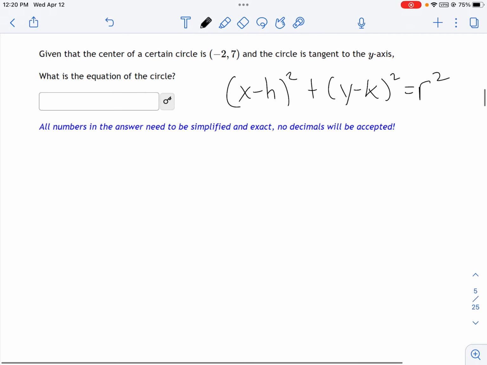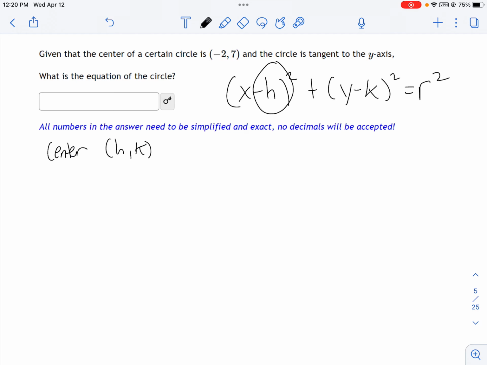First off, we're given something really important, and that's that point right there. We're told the center of the circle, which, if you're unaware, is (h, k), the same h and k you see in that equation. So if our center is (-2, 7), that means h is -2 and k is 7, and we can just plug that right into our equation.